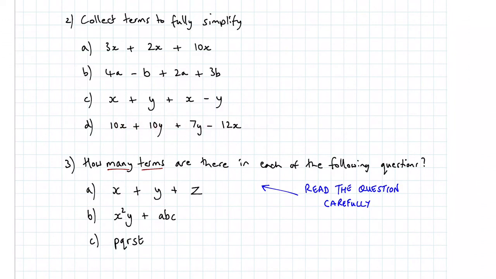Now this question 3, I've actually written this here because I know if you don't read the question carefully you'll go wrong here. You might think you've got to add these together or something, but actually it says how many terms are there in each of the following questions. So what you have to do is understand what the concept of a term is. What's an algebra term? If you're not sure what a term is, you could always Google that and have a look. What is an algebra term? And then the idea is to count how many there are in each of these questions. So each of the answers here will just be a number.